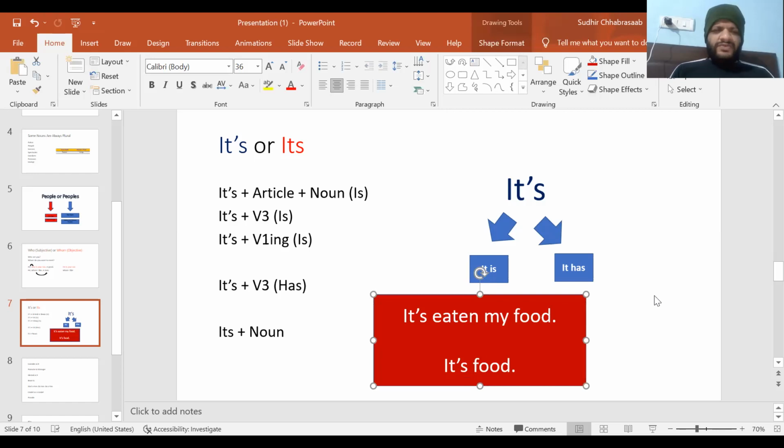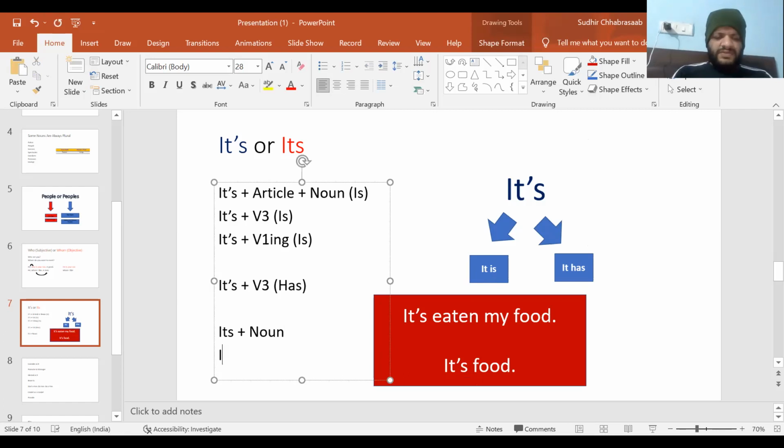And when you have to refer to possession, like we say "my car", and for animals we use it. If you have to refer to the bone of a dog, you can say "its bone", ITS bone. This one is the possessive.